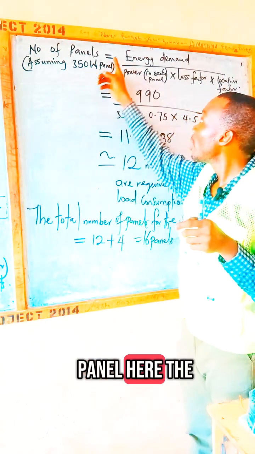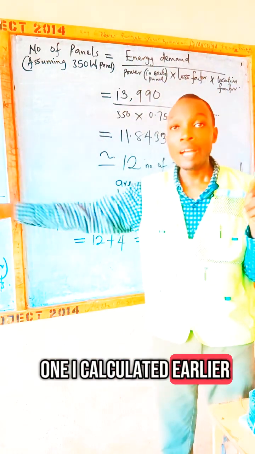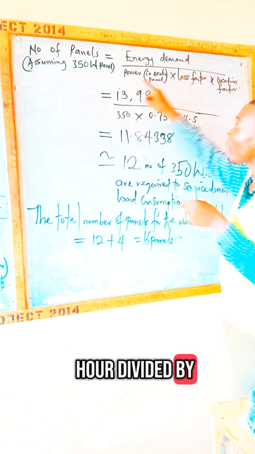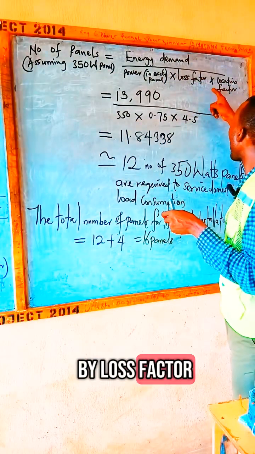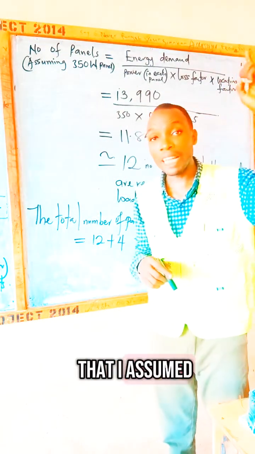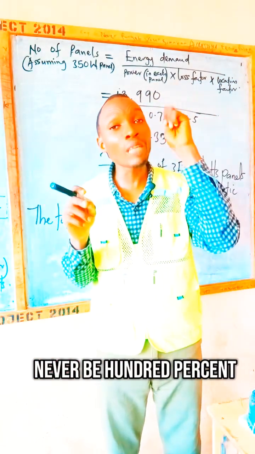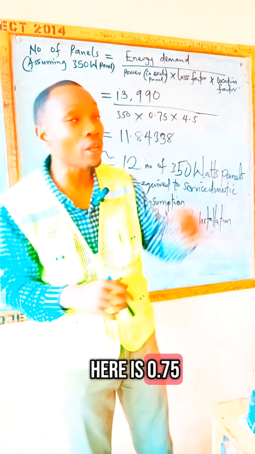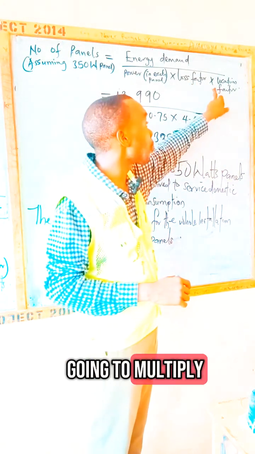The formula I'm going to use is the energy demand, which is the one I calculated earlier, which is 13,990 watt hour, divided by power in each panel, which is 350, multiplied by loss factor and by location factor. Do not forget, the loss factor that I assumed earlier is 0.75. I said the system efficiency can never be 100%. So we assume 75%, and the factor to be applied here is 0.75 as our loss factor. Then we are going to multiply it by location factor.